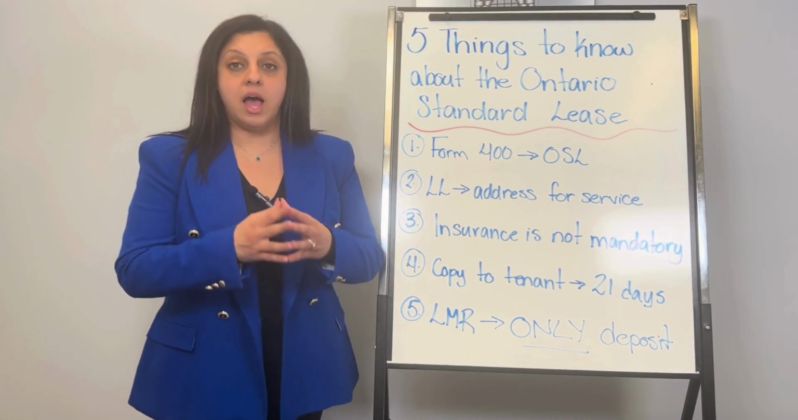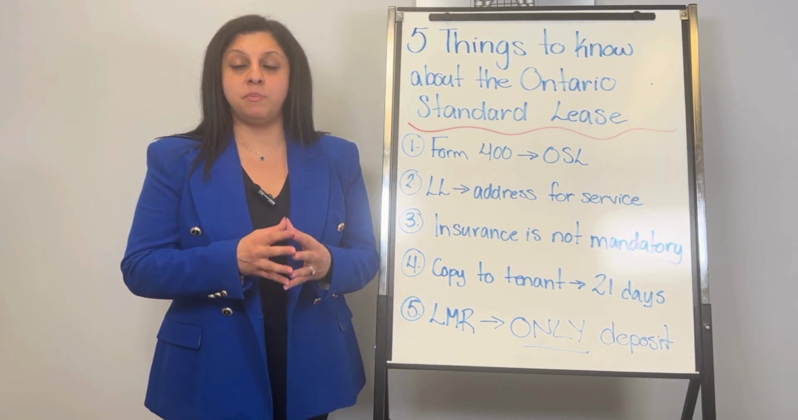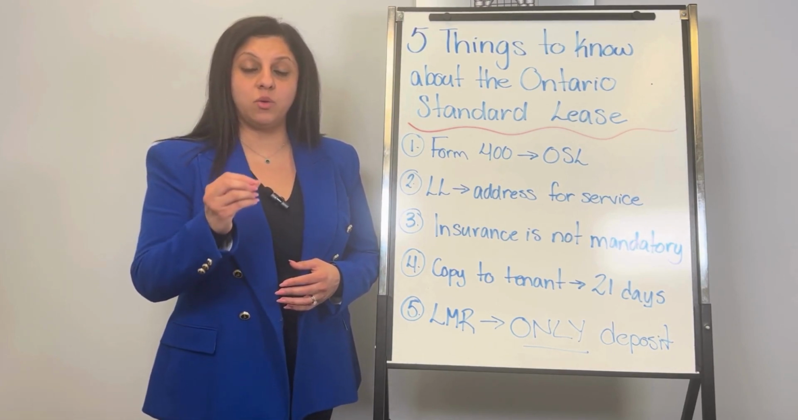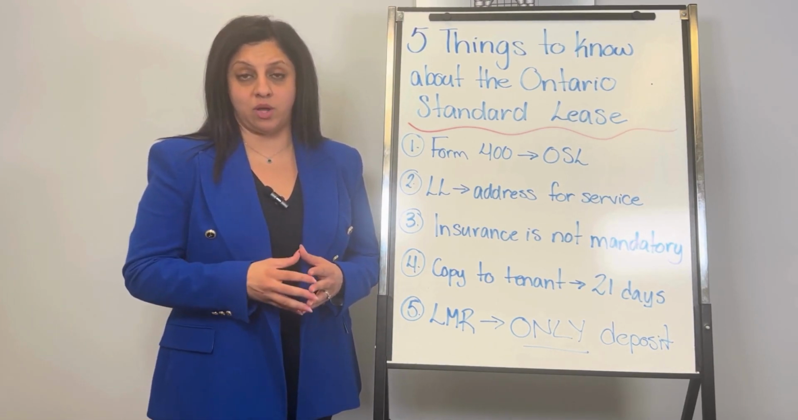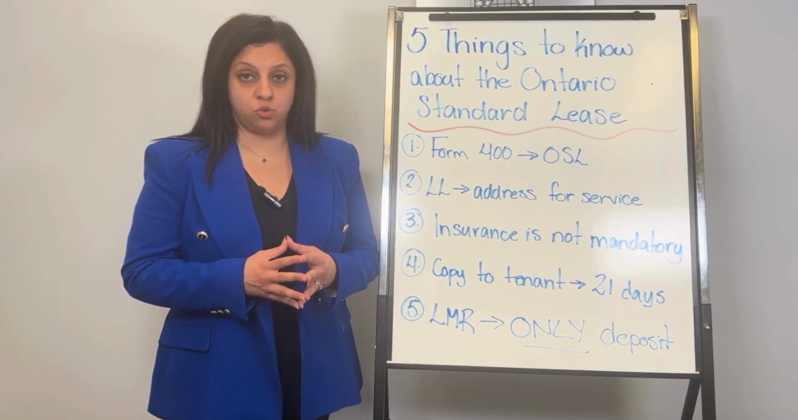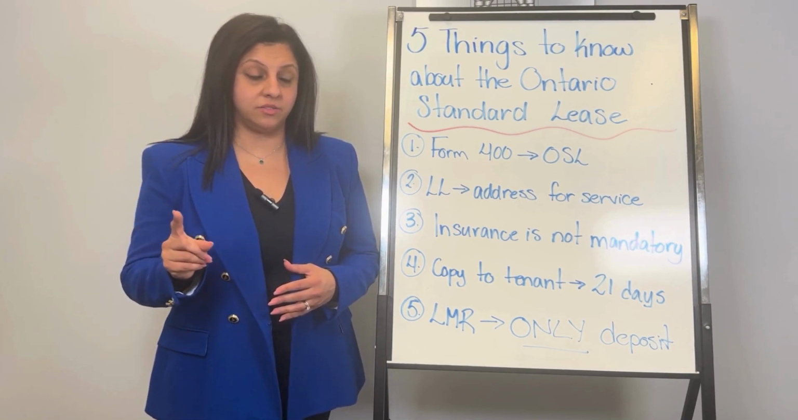Number 4, a copy of the Ontario Standard Lease, once it's executed, must be provided to the tenant upon the tenant's request within 21 days of that request being made. If the tenant does not receive a copy within 21 days, the tenant can legally withhold 1 month's rent.